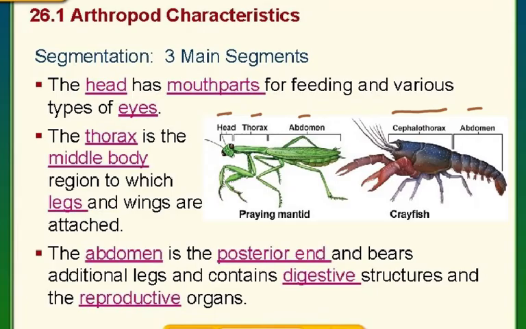So the head has mouth parts for feeding and various types of eyes, simple eyes, compound eyes. The thorax is the middle body region to which legs and wings are attached. The abdomen is the posterior end and bears additional legs and contains digestive structures and the reproductive organs.